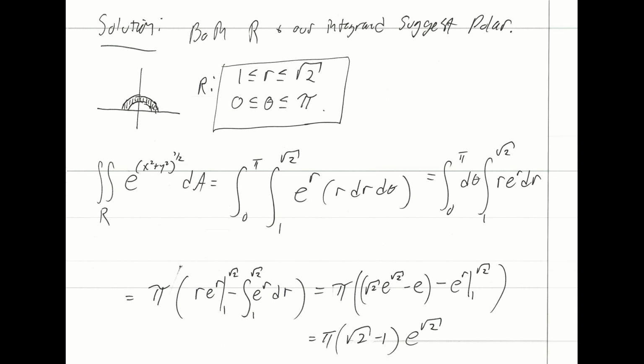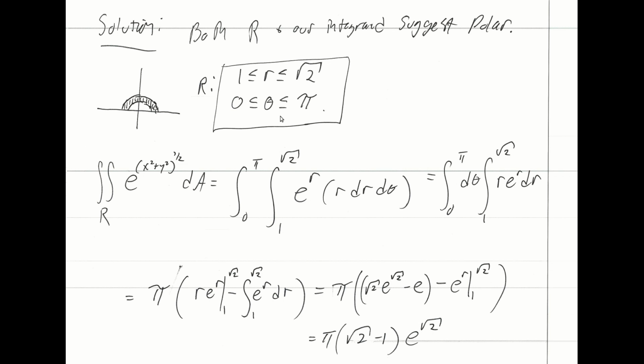So, looking at this region, I've drawn it here. We've got the upper half of the circle of radius 1, and we've got the upper half of the circle of radius square root 2. And so r is going to be going between 1 and root 2 from the inner circle to the outer circle. And because we only want the upper half, we're only letting theta go from 0 to pi, so that my little swinging bar can swing from the positive x-axis up through to the negative x-axis.